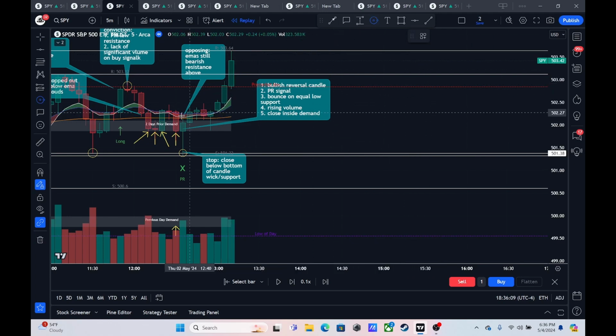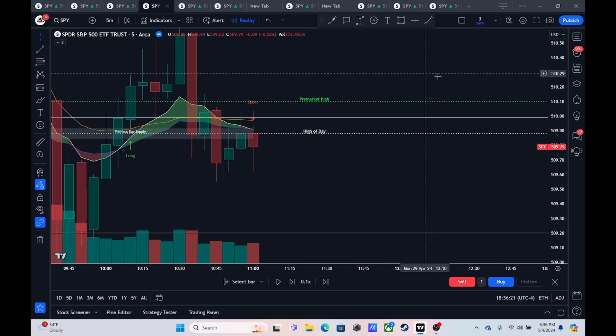The same thing happens later where we pull back into the EMA clouds, where we pull back through into this demand region, that holds, and then we rip up higher. So that's a good example of a PR signal. Let's move on to the next one here.